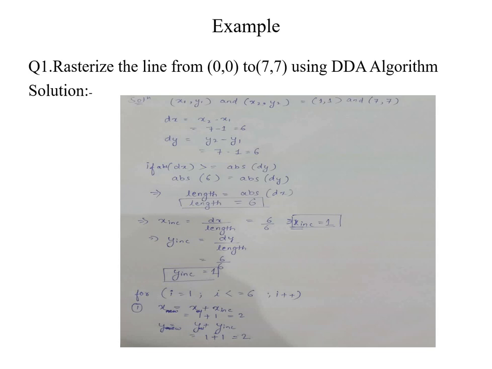First point x1, y1 is given as 0, 0 and x2, y2 is given as 7, 7. So in the first step we have to find the dx. How to find the dx?